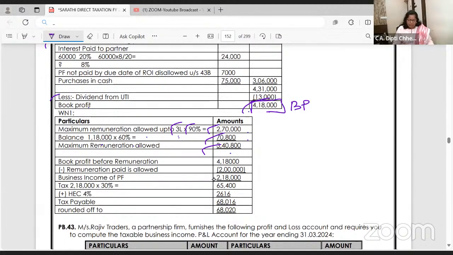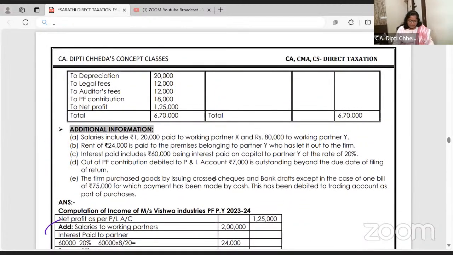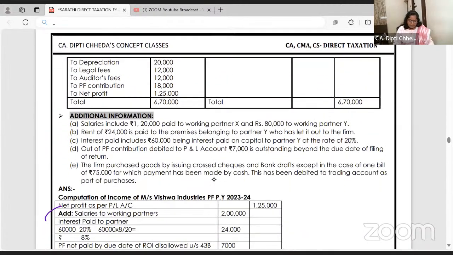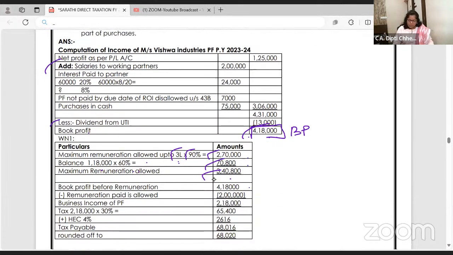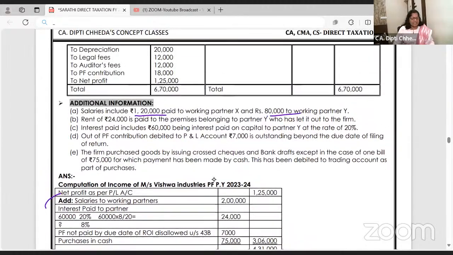Book profit before the remuneration was 4,18,000. Remuneration they have paid is 2 lakh, 120 to one partner and 80 to the other. So is 2 lakh allowed? How much maximum is allowed? 340 is the maximum. But if they have paid 2 lakh, 2 lakh is allowed. And on the balance income, the partnership will pay 30% tax, no basic exemption, flat. And on that, health and education cess and all.